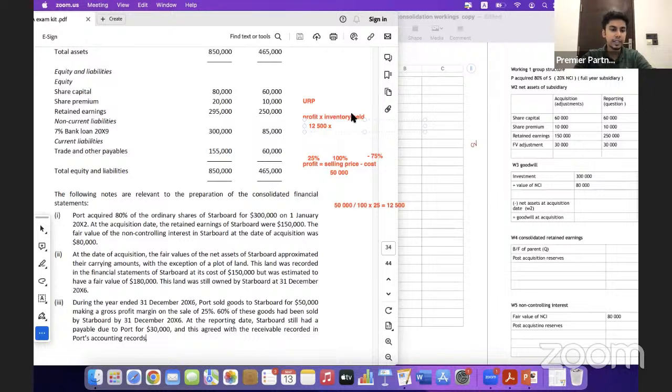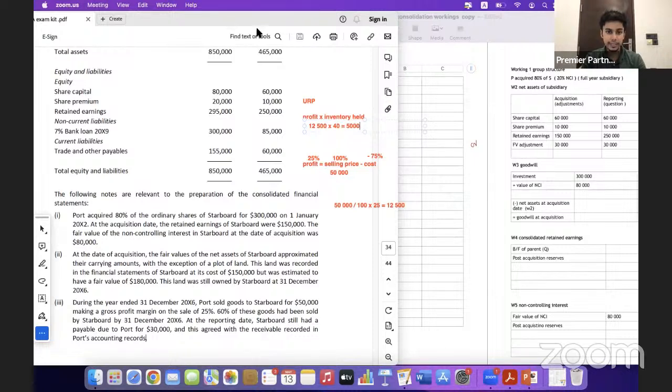Multiply this by inventory held. Now, guys, can you read the paragraph and see what they are telling? 60% has been sold. I want how much is held, how much is left. So 60% is sold means how much is left, guys? Very good, 40% is left. So therefore, what do you do? Multiply this by 40%. Right. So therefore, 12,500 multiplied by 40%, my URP is 5,000 rupees. My URP is 5,000. That's it.